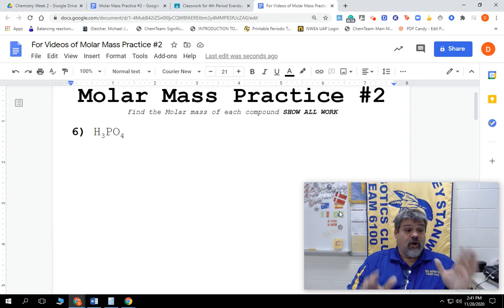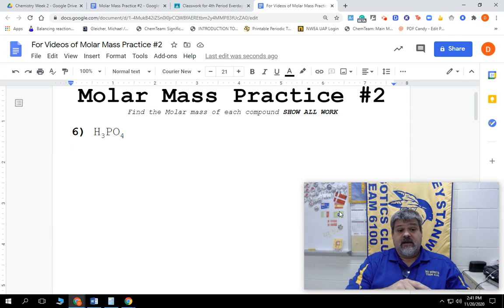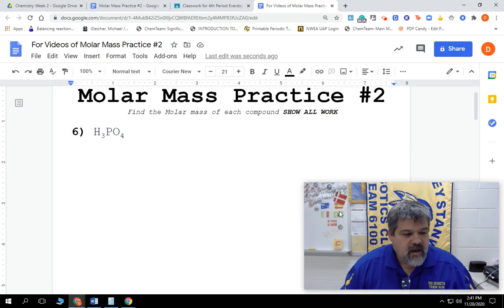Hey guys, not too many more. We're on number 6 of 10. So practice sheet number 2 of molar mass, problem number 6. So we're going to go ahead and do the nomenclature for this. This is one that you probably haven't seen.